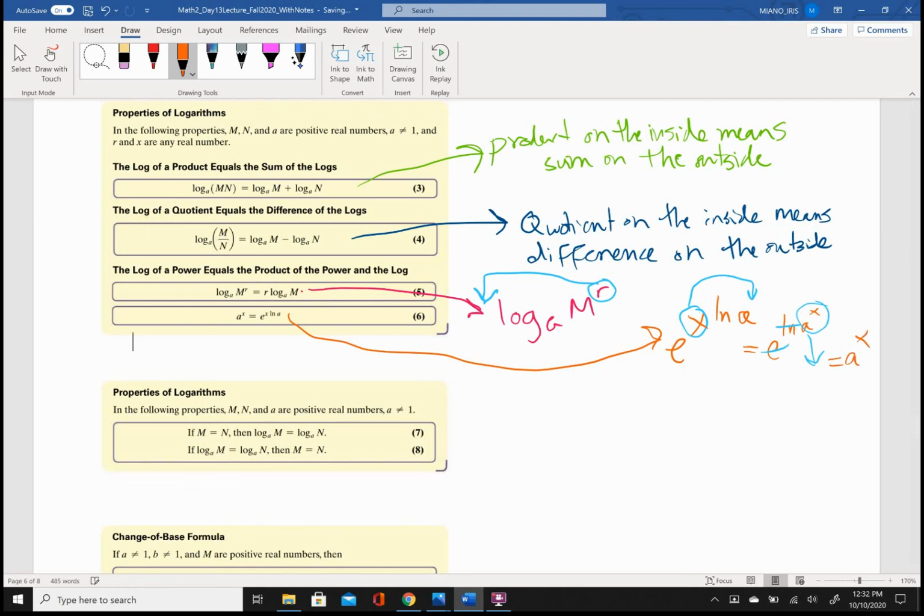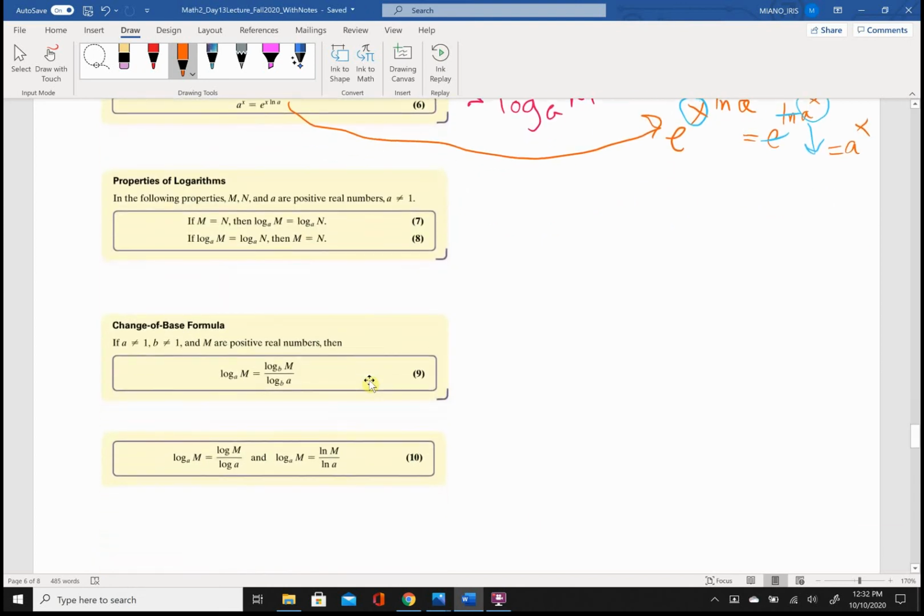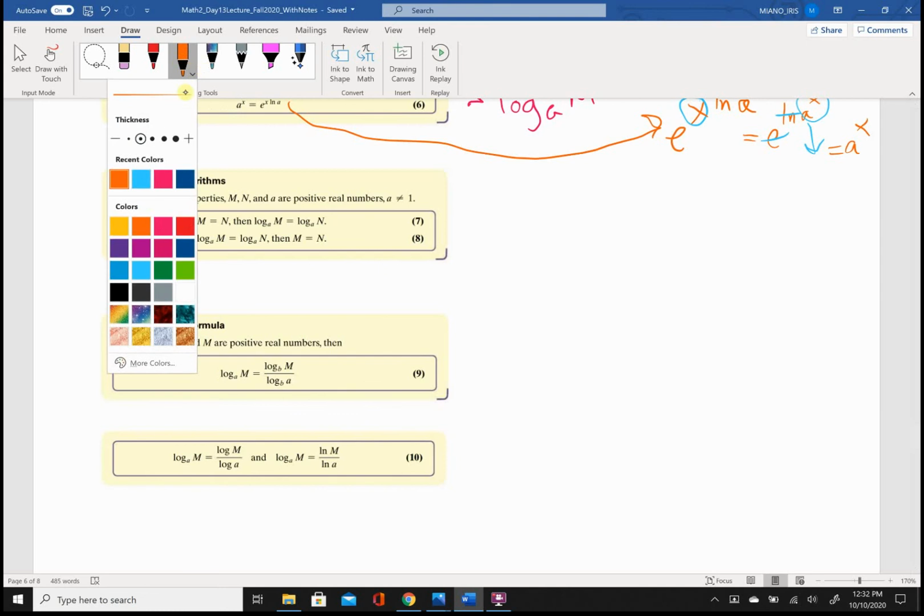Great, so that's how that property works. That one's a little bit clunkier to work with, but you can get through it as long as you remember the previous properties feed into these later ones for sure.